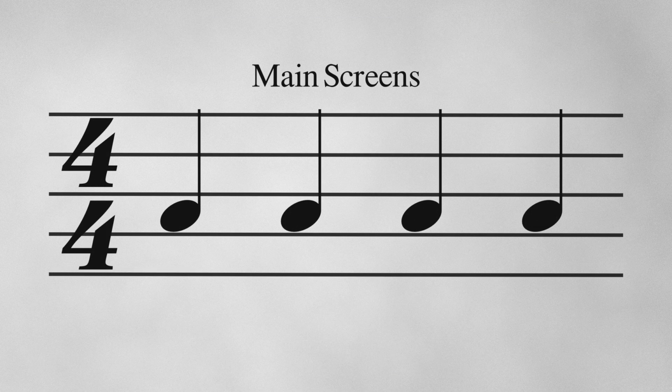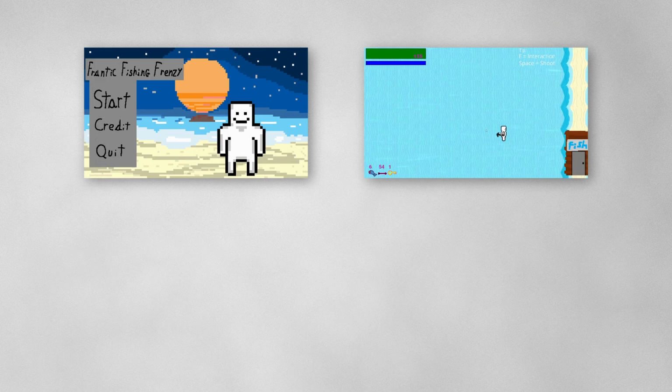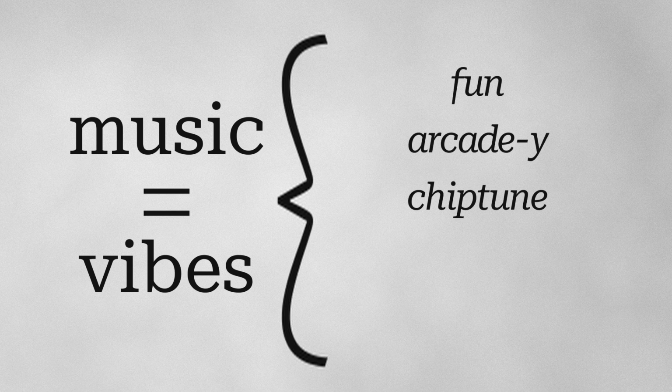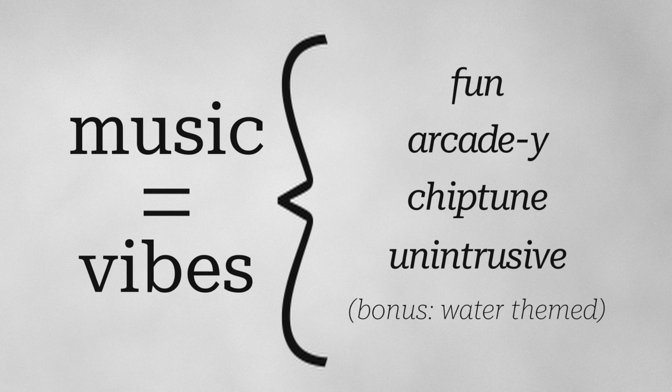So in the game there's 4 main screens. The menu, the main gameplay, the death screen, and the victory screen. All 4 of which I have made music for. So pretty much the music just has to match the vibe, right? It has to be fun, arcadey, chiptune, which is interesting because I've never worked with that before. It has to be unintrusive, and as a little bonus, a bit water-inspired. I didn't really try to do that, as we'll get into, but it was like a nice undertone, you know?